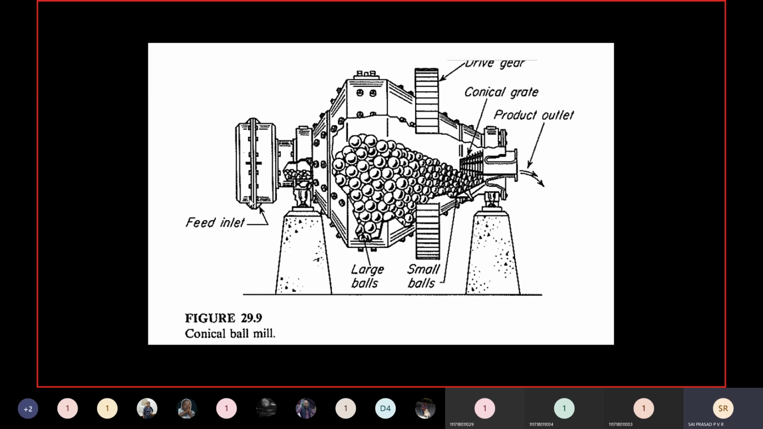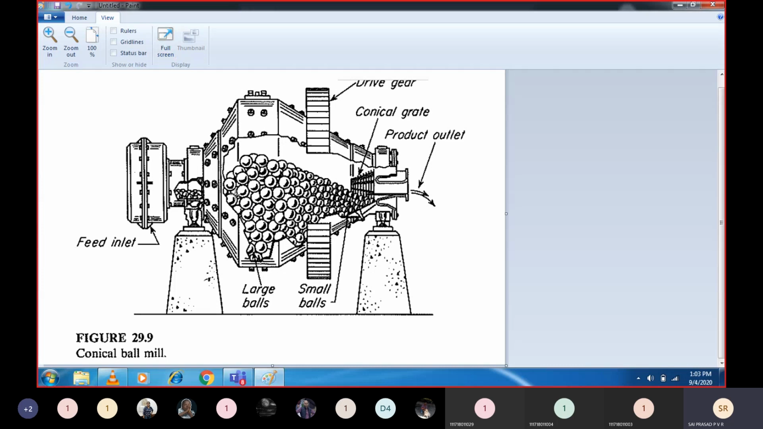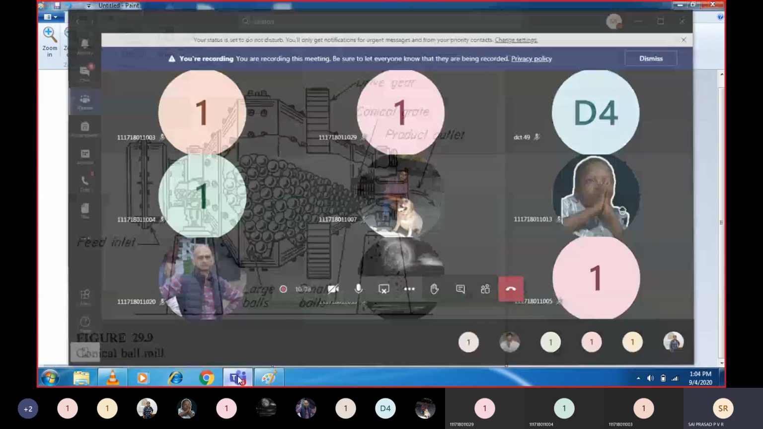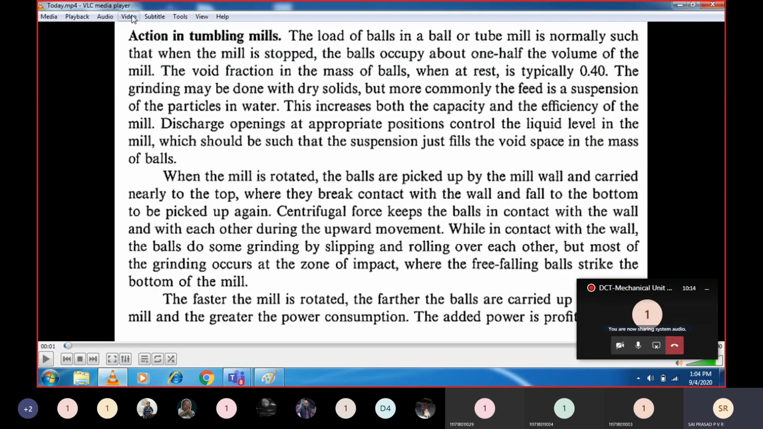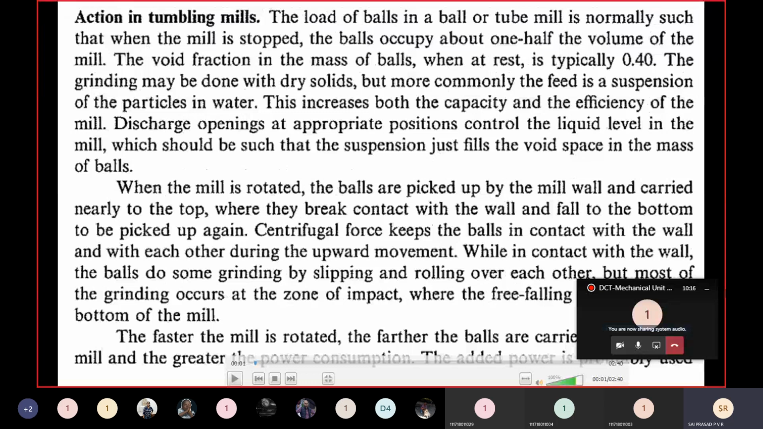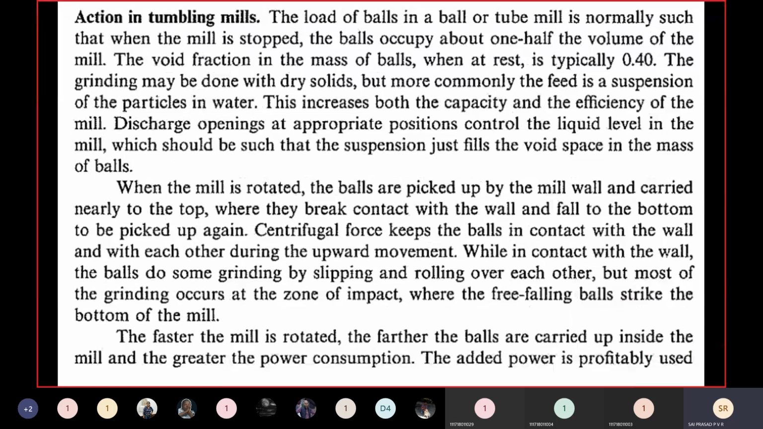And let us see the other part of this text. Yeah. So, action in the tumbling mill. These are called tumbling mills, where in some cases we can keep spherical grinding medium made of stainless steel. We can keep pebbles, spherical balls, in some cases rods, in some cases tubes. Depending upon the nature of the material, we choose this tumbling mill category.